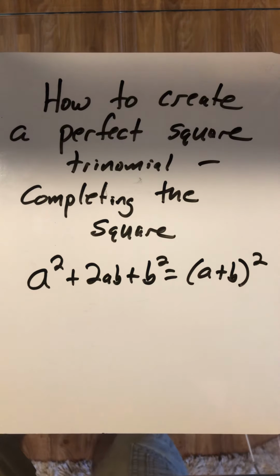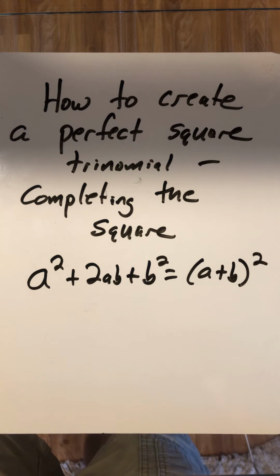All right, guys, now that we've talked about how to factor a perfect square trinomial and that you realize that you need perfect square trinomials when you're going to write the center radius or standard form of the equation of a circle, we're going to talk about how to create a perfect square trinomial when one doesn't exist. And it's a process called completing the square.